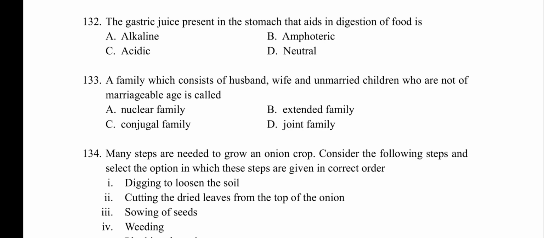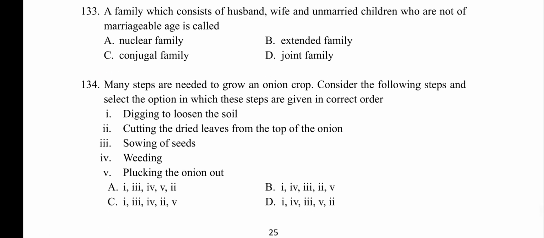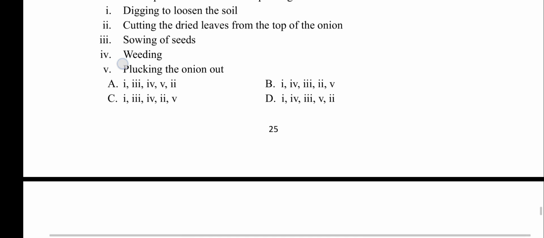Nuclear family. Now, many steps are needed to grow an onion crop. Consider the following steps and select the option in which these steps are given in correct order. Digging to loosen the soil, cutting the dried leaves from the top of the onion, sowing of seeds, weeding, plucking the onion out. So here the best option is option number A, that is digging to loosen the soil, then sowing of seeds, then weeding, then plucking the onions out, and then cutting the dried leaves from the top of the onion. Alright, so option number A is the correct answer.